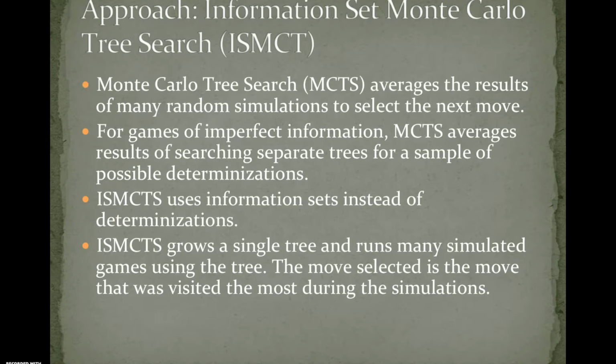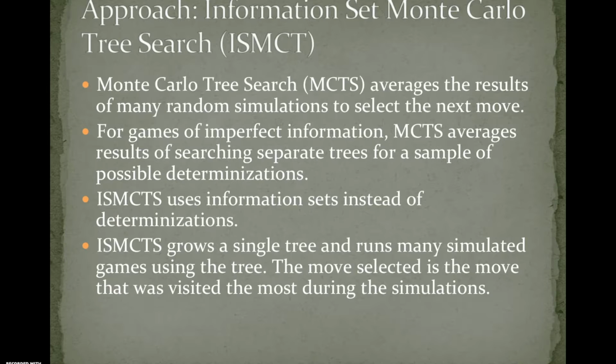An information set at a specific point in the game is the set of all possible ways to distribute the hidden cards from the point of view of the player whose turn it is. All states in the information set are indistinguishable to that player. Therefore, the ISM-CTS grows a single tree using the current information set as the root of a game tree. Instead of creating different trees for different determinations, ISM-CTS searches the same game tree multiple times using different states from the information set at the starting point. After each simulation, the results are propagated back up the tree.